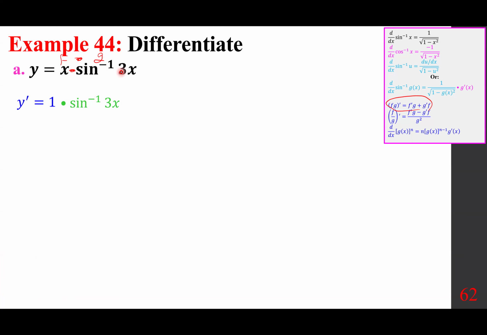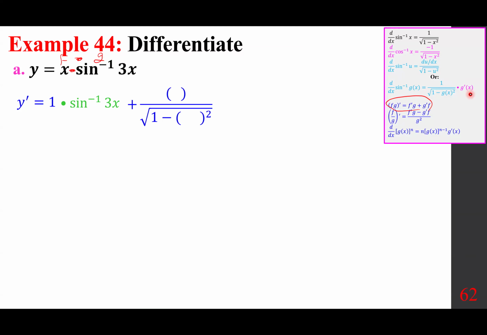Now let's discuss the g prime. So we know the derivative of sine inverse of x, and also I discussed when it's not x. It's 1 over square root of 1 minus x squared. Therefore, the derivative of sine inverse of u is du dx over square root of 1 minus u squared. Or you can say the derivative of sine inverse of g of x is 1 over square root of 1 minus g of x squared times g prime of x.